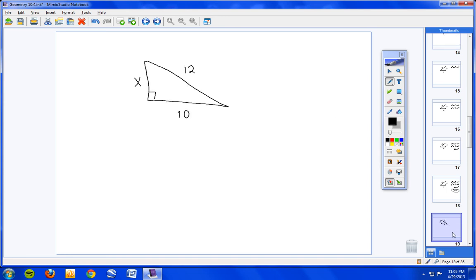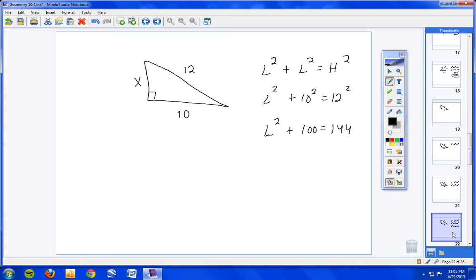Okay, then here's another problem for Pythagorean's theorem. We know the hypotenuse, which is 12, and a leg, which is 10. There's Pythagorean's theorem. For one leg we put an x, for one leg we put a 10, and for the hypotenuse we put a 12. Square the 10, square the 12, you get 144. Then we're going to subtract 100 from both sides, and you're left with 44. x squared equals 44. Take the square root of both sides, 6.6.